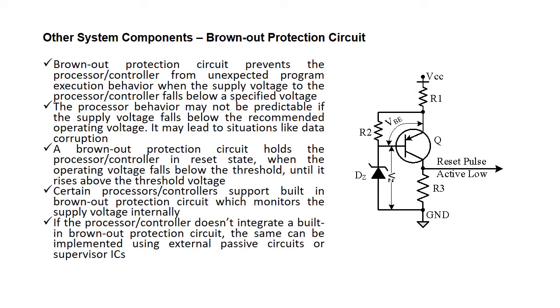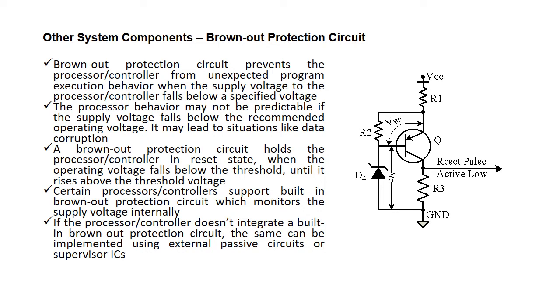So one more system component present in an embedded system is the brownout protection circuit. The brownout protection circuit prevents the processor or controller from unexpected program execution behavior when the supply voltage to the processor or controller falls below a specified voltage. The processor behavior may not be predictable if the supply voltage falls below the recommended operating voltage. It may lead to situations like data corruption.